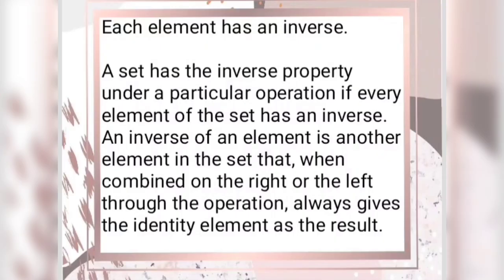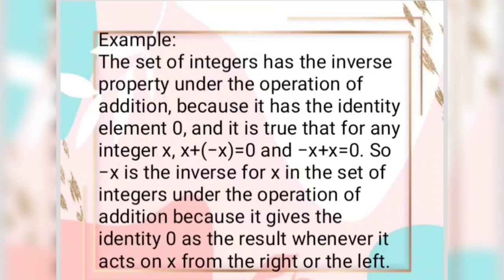Each element has an inverse means a set has the inverse property under a particular operation if every element of the set has an inverse. An inverse of an element is another element in the set that, when combined on the right or the left through the operation, always gives the identity element as the result.